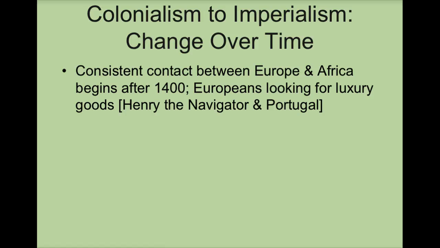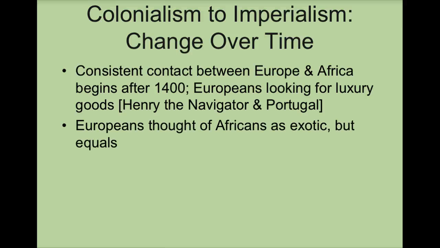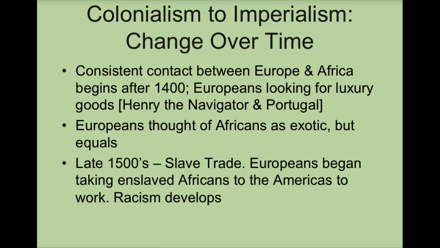Okay, so if we think about how we go from colonialism to imperialism, we have a few things that are going to change. We have consistent contact between Europe and Africa after about 1400. And by that, we mean like Central, Western, Northern Europe. Spain had extensive contact with Africa through the Moors. Italy has extensive contact with Africa. But if we talk France, Germany, Great Britain, those areas, we have consistent contact after the 1400s.